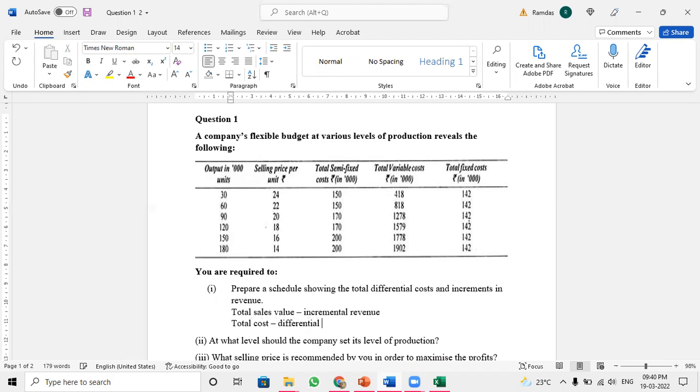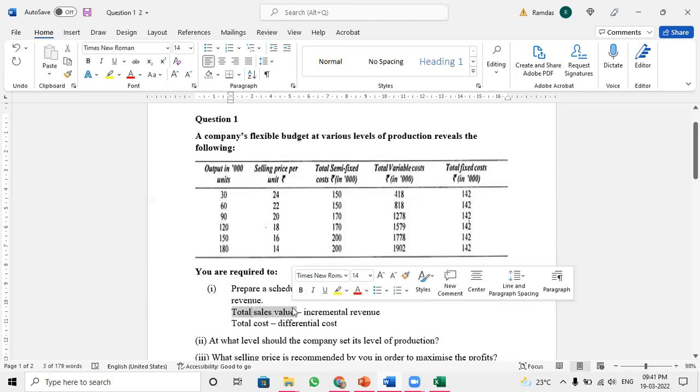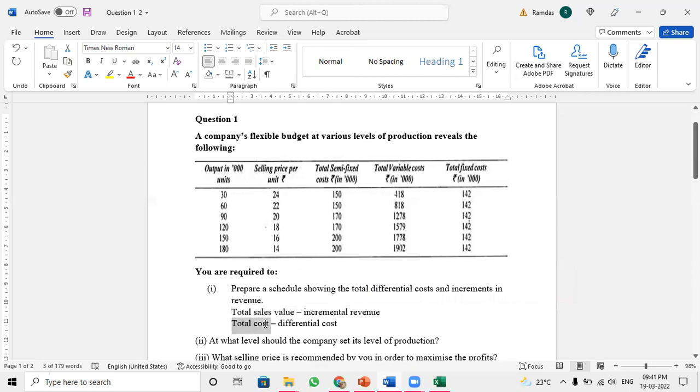But in the problem, they have not given us total sales value, nor have they given us total cost, but they have given the necessary information to calculate the total sales value and the total cost. They have given us the output in thousands and the selling price, with the help of which we can calculate the total sales value. Similarly, to calculate the total cost, they have given the total semi-fixed cost, variable cost, and the total fixed cost. So with the help of these three, we can calculate the total cost. So quickly moving on to the solution, let's move on to the Excel.